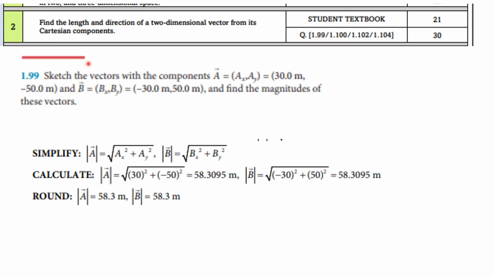Here is an example from our question 199 that asks us to calculate the length and direction of a vector in 2 dimensions. So we have to sketch the vector with a component A. Vector A, for example, has components AX and AY, which are 30 and minus 50, and vector B, which is minus 30 plus 50 meters, and find the magnitude of these vectors.